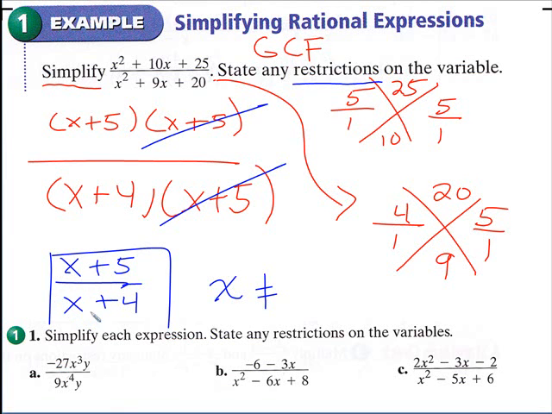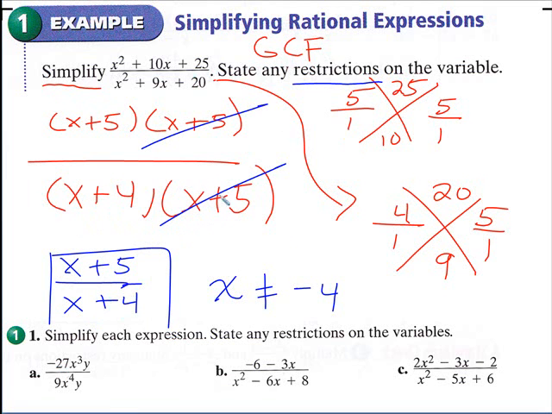Pretend x is negative 4. That'll give you 0. Why can't x be negative 4? Because if you plug a negative 4 in here, that makes 0 in the bottom. And then also, when you're checking for restrictions, you have to check your answer, or the denominator in your answer, and anywhere in the problem. You cannot have 0 anywhere in the denominator in any part of the problem.